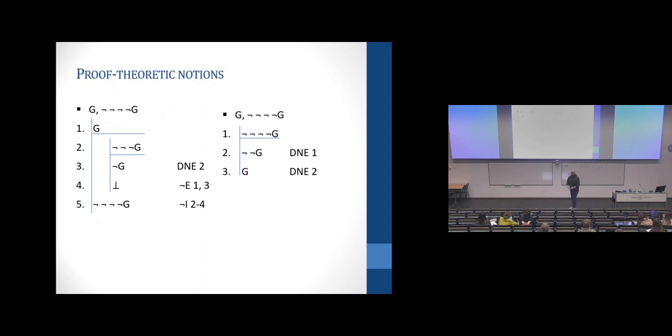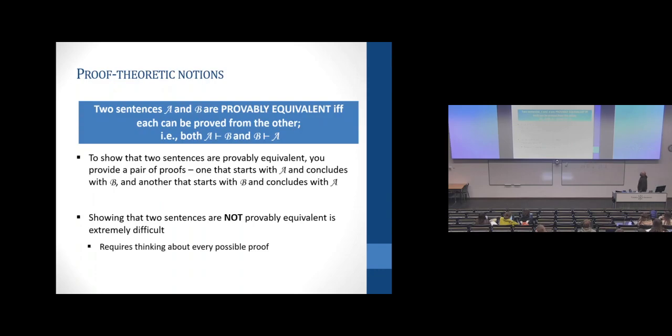So notably, that means that in the final exam, these questions are worth twice as many points. Because you got to do two proofs instead of just one, like all the other questions. But again, the general idea here, to show that pairs of sentences are provably equivalent, I'm going to go back a slide here. What we got to do is give me a pair of proofs. One that starts with the left, ends with the right. One that starts with the right, ends with the left. So far, so good?